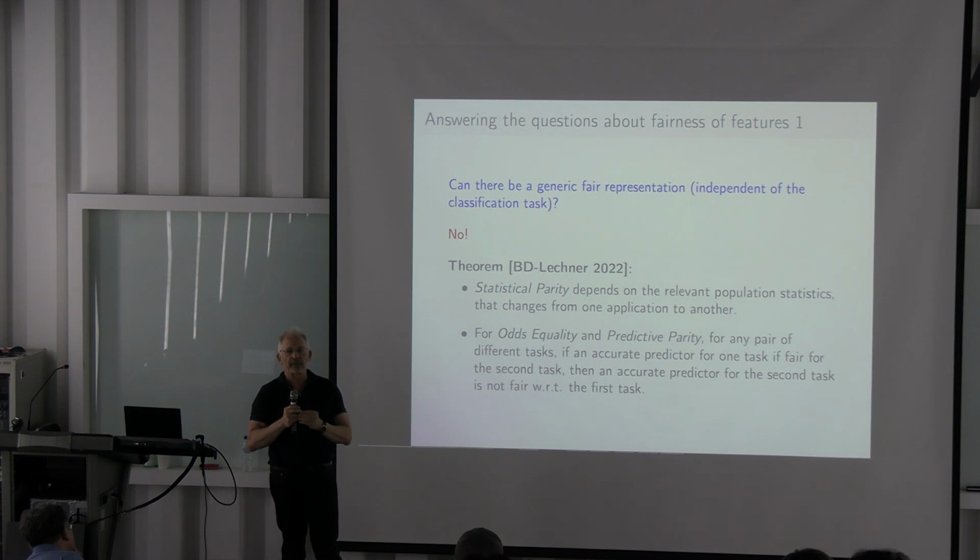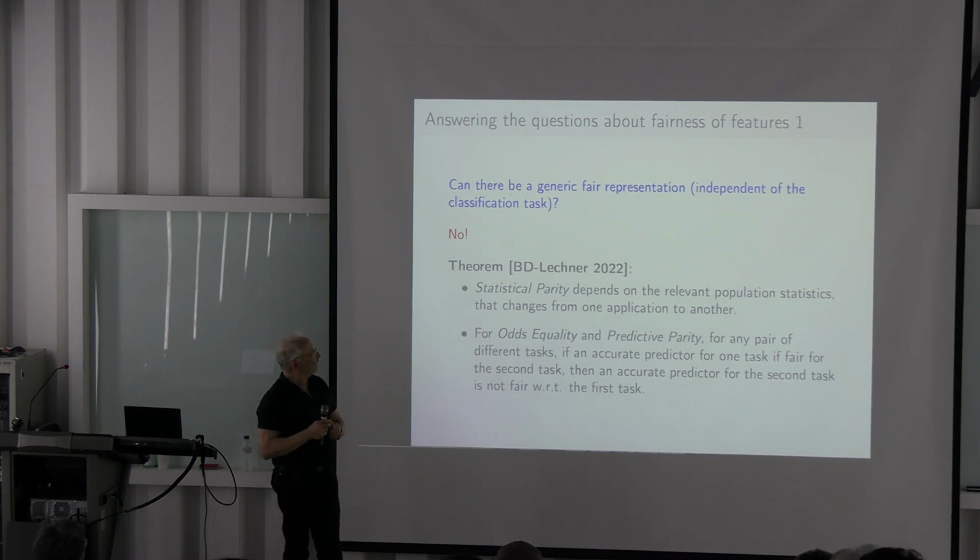Because think of just demographic parity. I want the percentage that I accept among women to be the same as the percentage of women in the population. But what's the relevant population? The percentage of women that applied for the job, or the percentage of women in Ontario, or in Canada, or elsewhere? What is the reference population? This is also changing according to different applications. So we cannot have a generic fair representation.